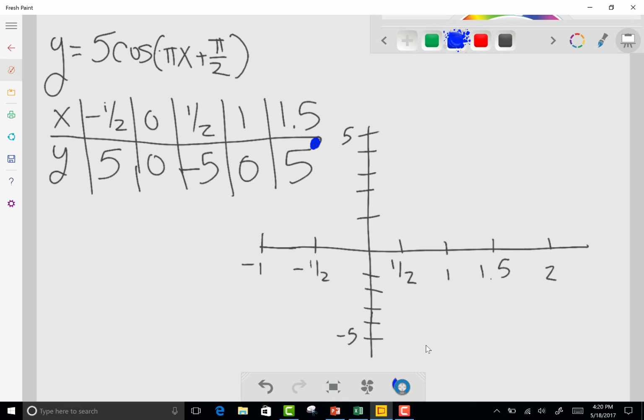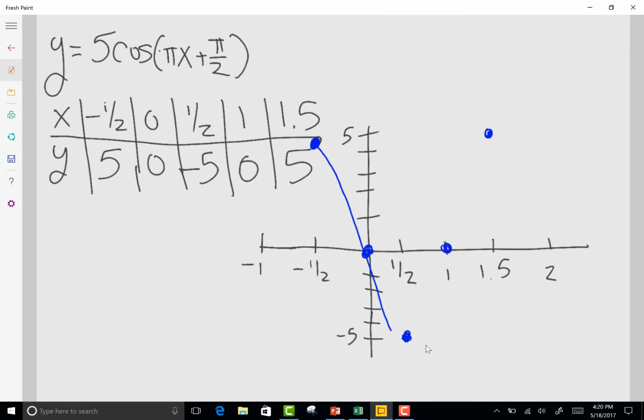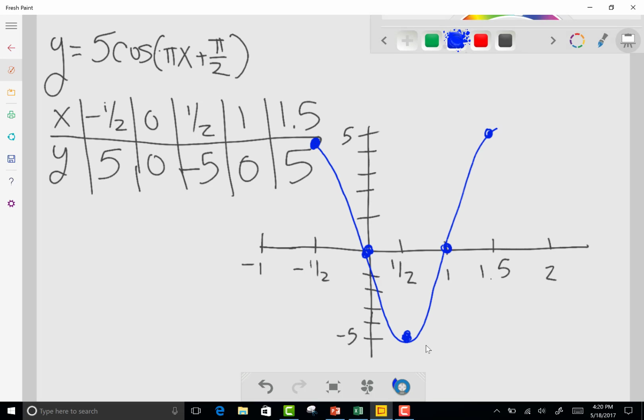Then at 0, I have 0. Then at 1/2, I'm all the way down to -5. And then at 1, I come back up to 0. And then at 1.5, I come back up to my maximum point. So I still have that bowl shape. It's just a little bit taller and a little bit skinnier than the mother function.